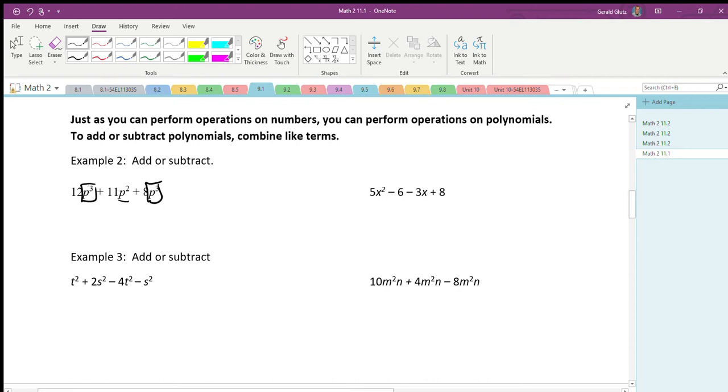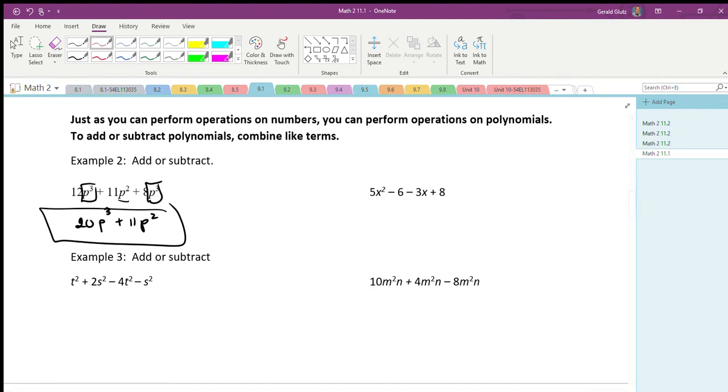If I have 12p to the 3rds, and I add 8p to the 3rds, I have a total of 20p to the 3rds. P squared, there's no other like terms, so I have to just leave it the way it is. So this would be my final answer. So that is a binomial because there are two terms here.